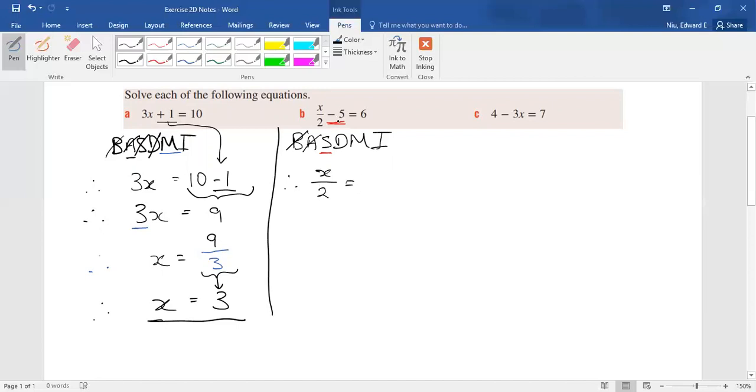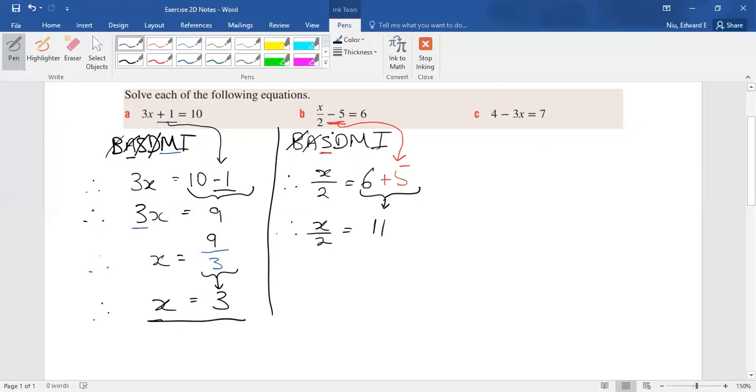The -5 is chucked to the other side. We've got our 6 that was on the other side, and the -5 turns into a +5. Right, so if we draw a line out here, that's where it's gone. We can simplify the right side here, and we know x on 2 equals 11, because 6 plus 5 is 11.